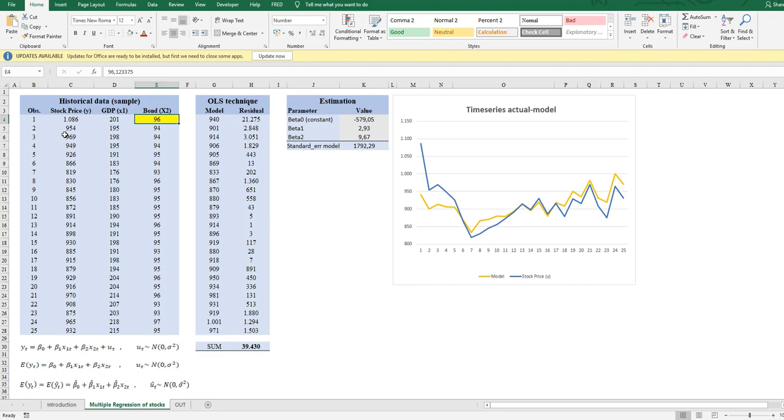So now what I want to do is build a linear relationship between the observed stock prices and the two explanatory variables. So the stock price, I assume, has a linear relationship to GDP and to the bond. I have no restriction on the weights or parameters on the GDP and the bond. I just assume that the general function is linear. Indeed, we can use non-linear OLS as well, but please see other sessions on that.